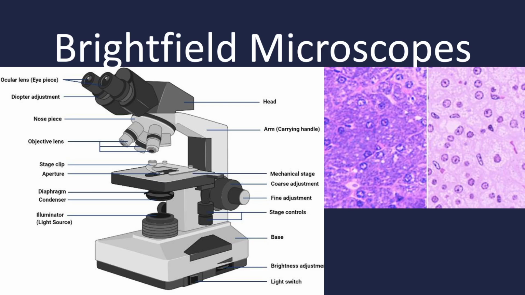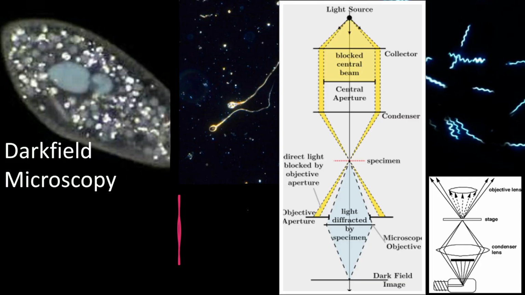Bright field microscopy shines white light straight through a sample. Parts that absorb more light look darker, so it's great for viewing stained cells or tissues.